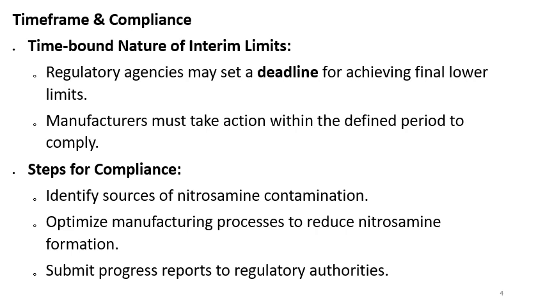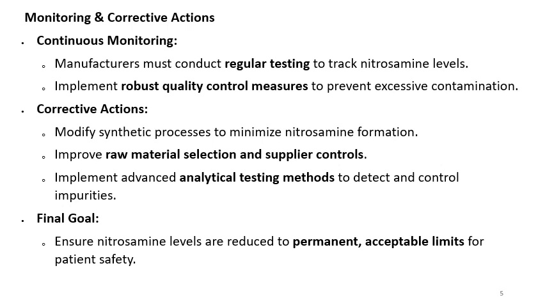Time frame and compliance. Regarding the time-bound nature of interim limits, regulatory agencies set the deadline for achieving the final lower limits. Manufacturers must take action within the defined period to comply, and if the manufacturer doesn't comply, then those products are not allowed into the market. Steps for compliance: first is to identify sources of nitrosamine contamination, optimize the manufacturing process to reduce nitrosamine formation, and submit the progress report to regulatory authorities. So what steps the manufacturers are taking to meet the stringent limits are required to be communicated to the regulatory bodies.